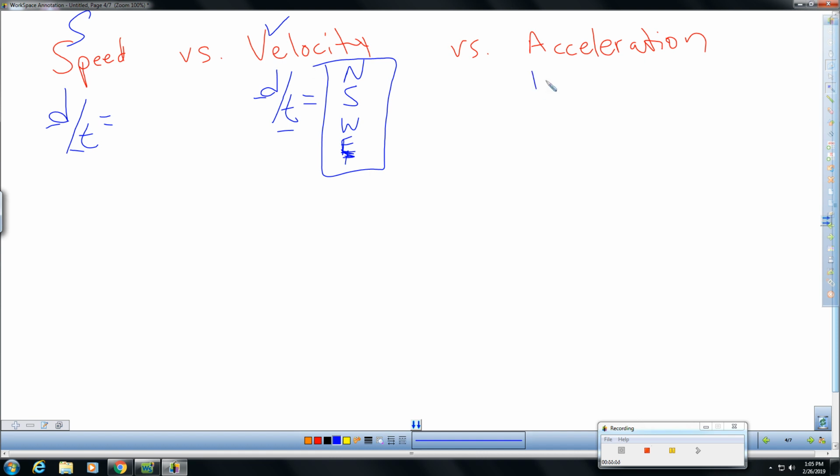Now acceleration is the final time minus the starting time. It's the velocities. So final velocity minus our initial velocity, and divide that all over the time. And since we're using velocity, we know this is a vector quantity as well. We have to have the speed and the direction for us to understand that. All right? Good? Not too shabby so far.